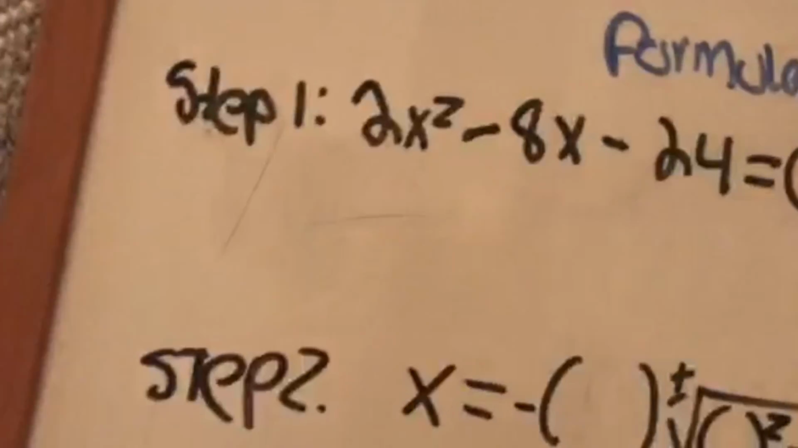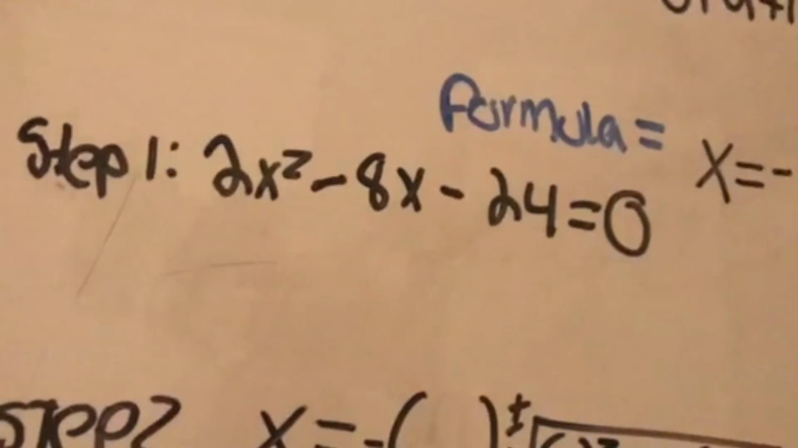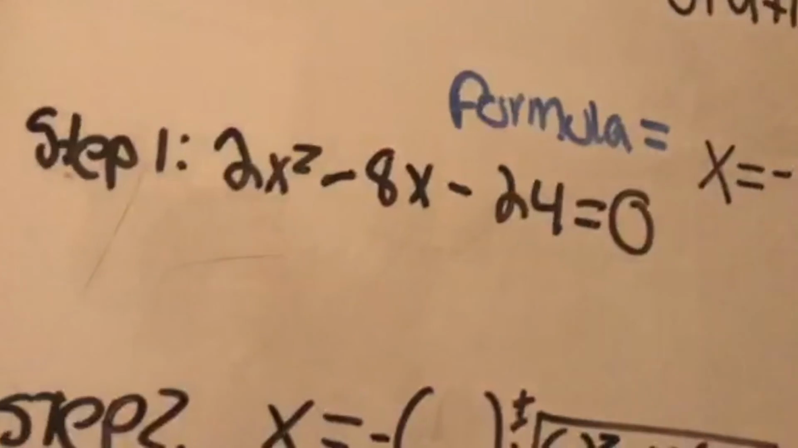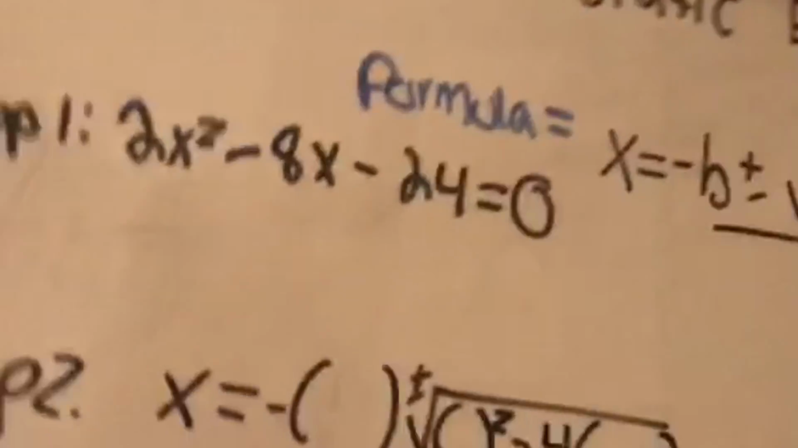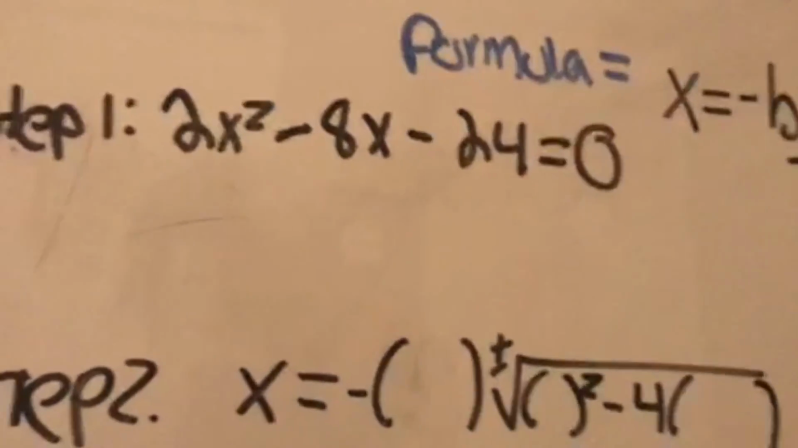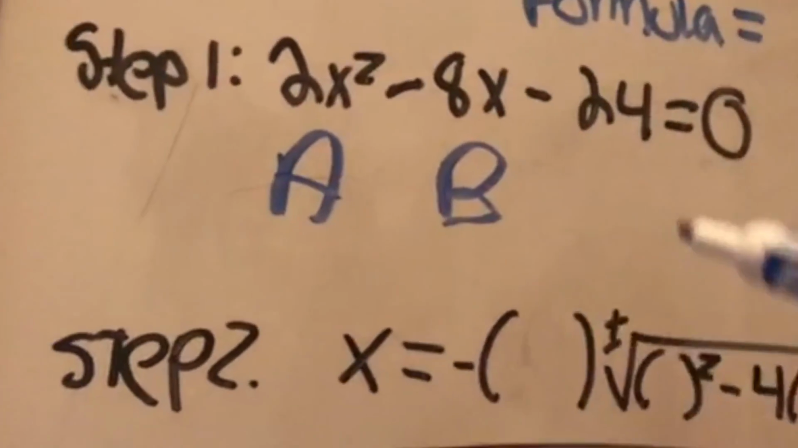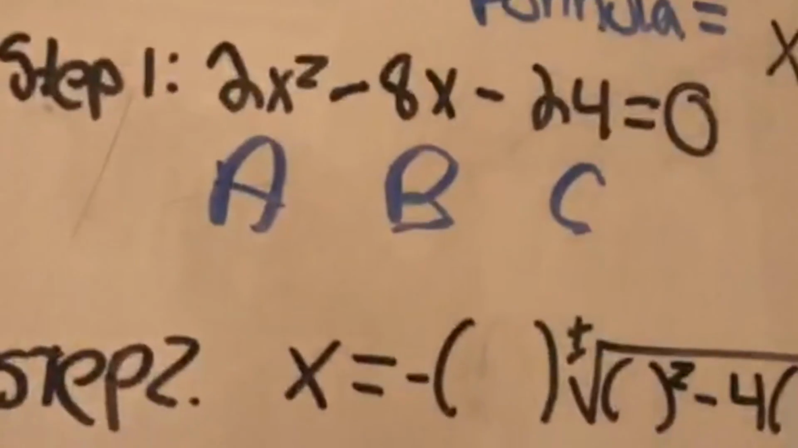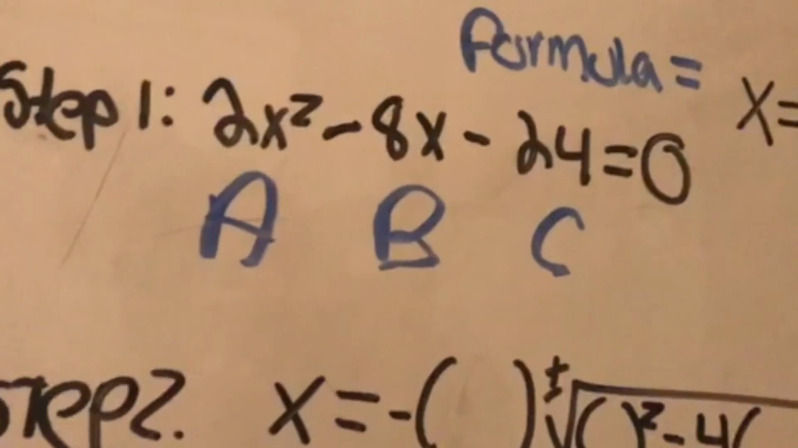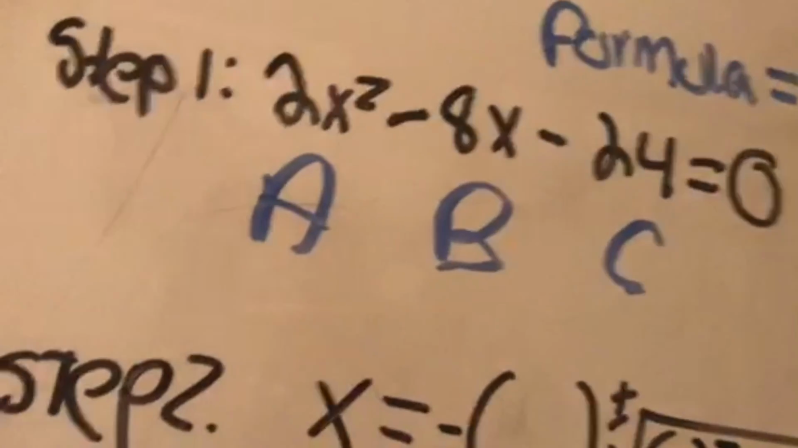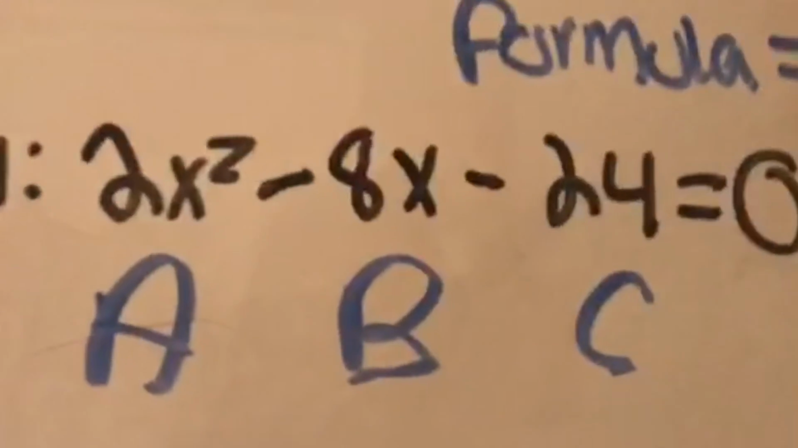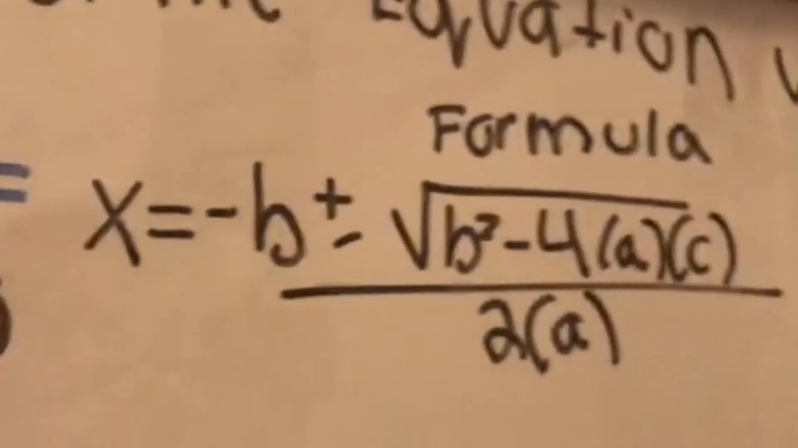So the first equation is 2x squared minus 8x minus 24 equals 0. And you label them A, B, and C. And if it's not set equal to 0, you have to do that first, but this one already is. So then you plug those into the equation.